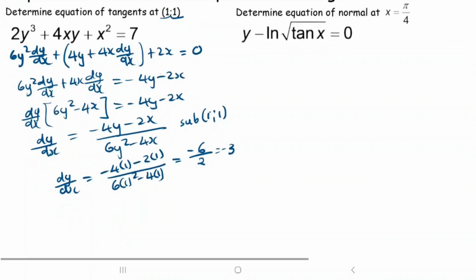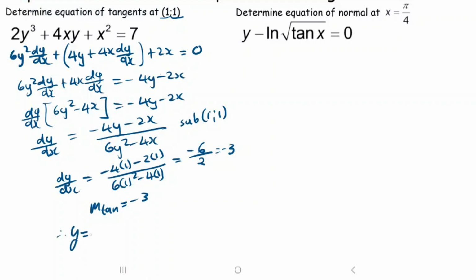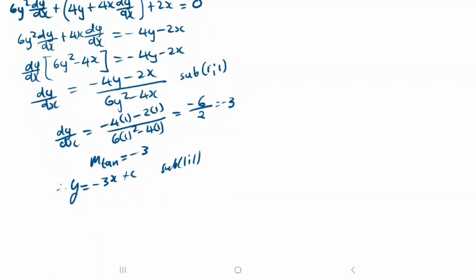So remember that this equals the gradient of the tangent. So the gradient of the tangent equals minus 3. Therefore, the equation of the tangent will have a gradient of minus 3, plus c. We then sub in the point of contact, which is (1, 1). So this becomes 1 equals minus 3 times 1 plus c, and if we take that across, we easily get that c is 4. So the equation of the tangent is y equals minus 3x plus 4, and that is the solution.